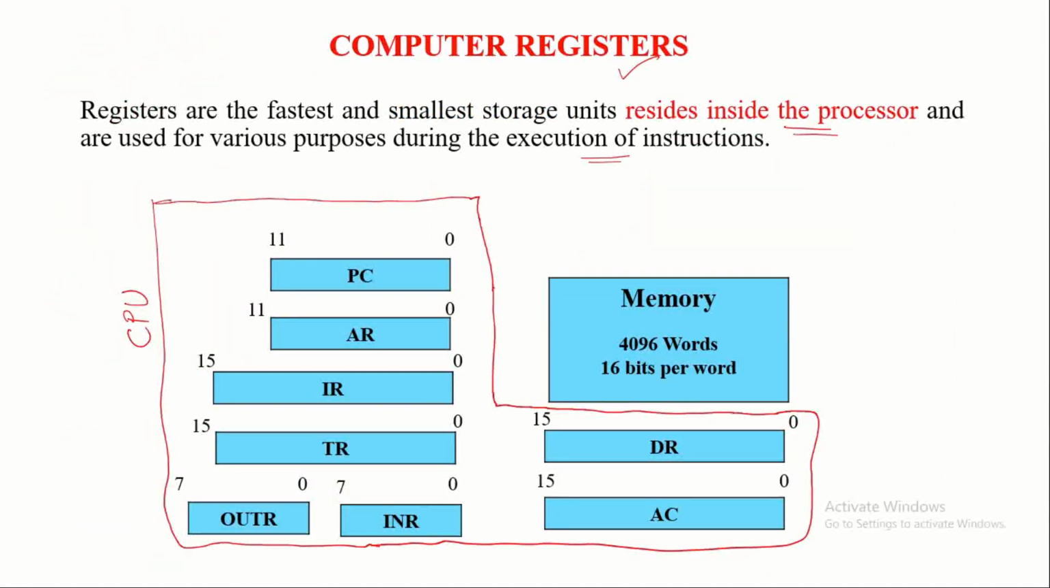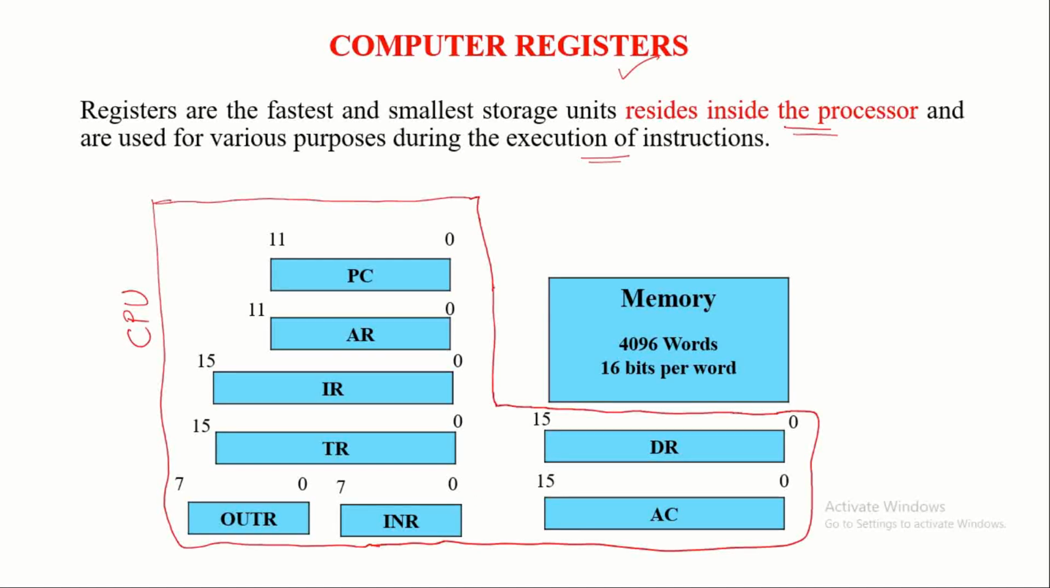Okay, let us now discuss computer registers. Registers are the fastest and smallest storage units that reside inside the processor and are used by the processor for various purposes during the execution of instructions. There are 8 different registers available in the basic computer. Those are program counter register, address register, instruction register, temporary register, data register, accumulator, output register, and input register.